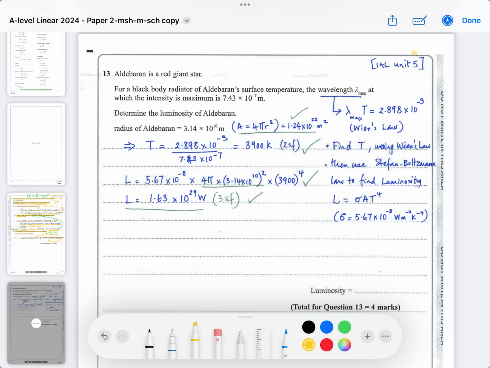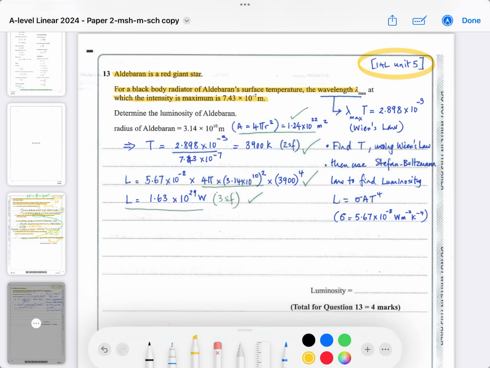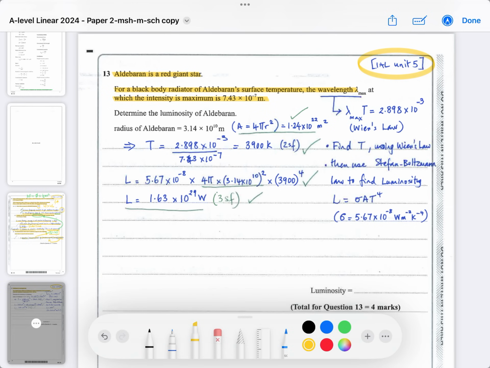So the next question is astrophysics, from Unit 5. Aldebaran is a red giant star. For a black body radiator, which is a theoretical understanding of how stars behave, the surface temperature and the wavelength at which the intensity is maximum are related. So the maximum wavelength is this value.